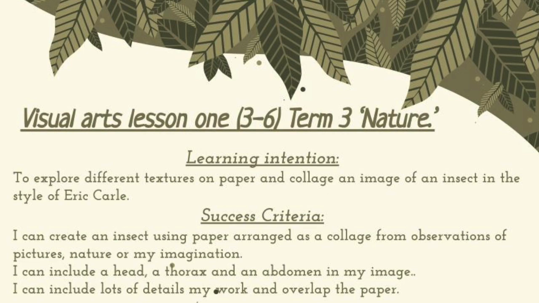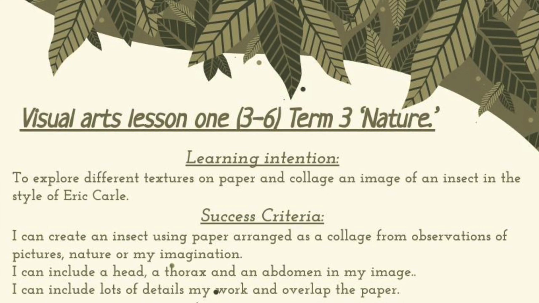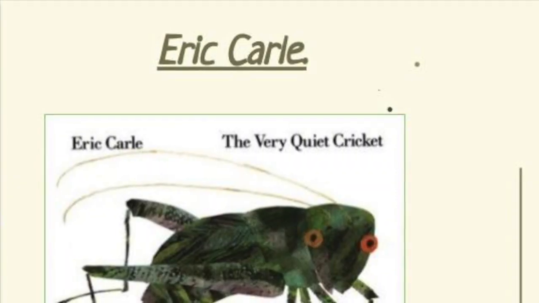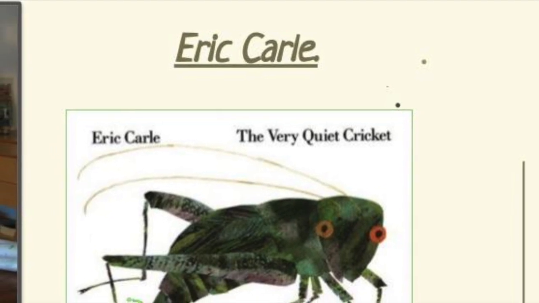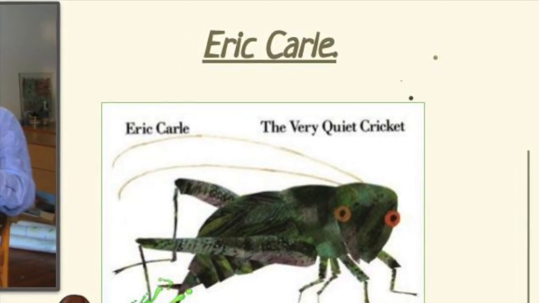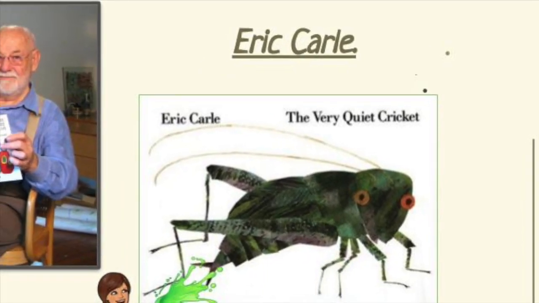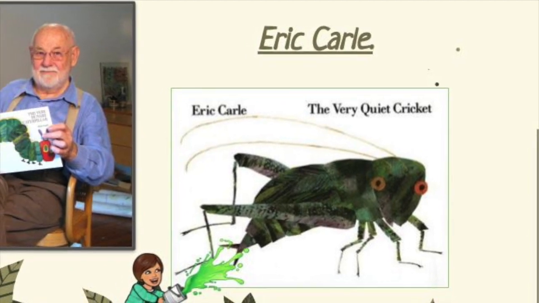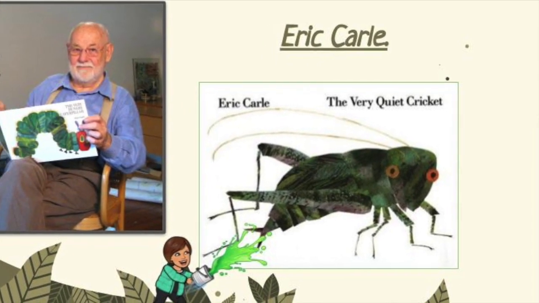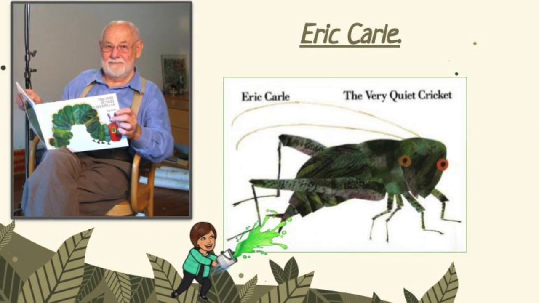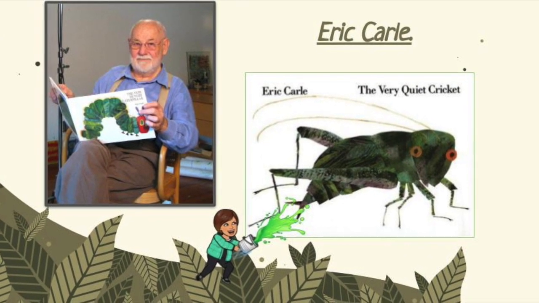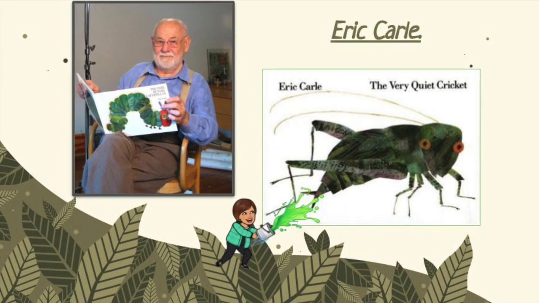Before you start the lesson, you may have read the book by Eric Carle called The Very Quiet Cricket. I've put a link in that to my webpage. Eric Carle uses painted paper with texture to create all his pictures. He's most famous for writing The Very Hungry Caterpillar. So he's an artist that we can mimic today.